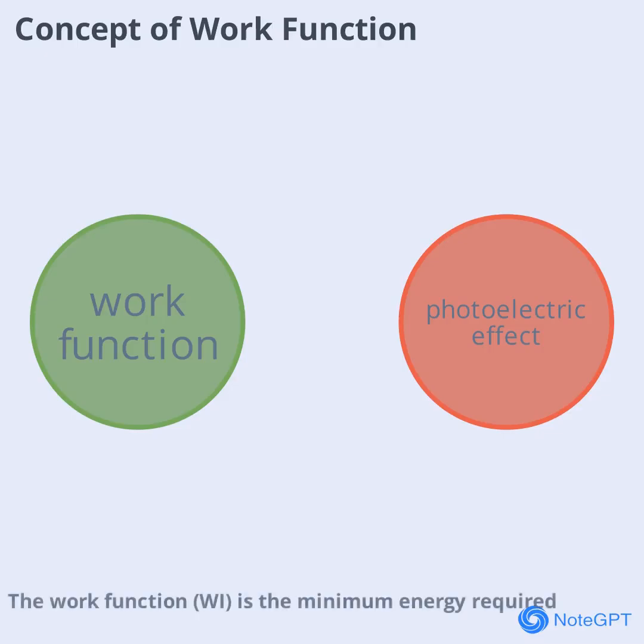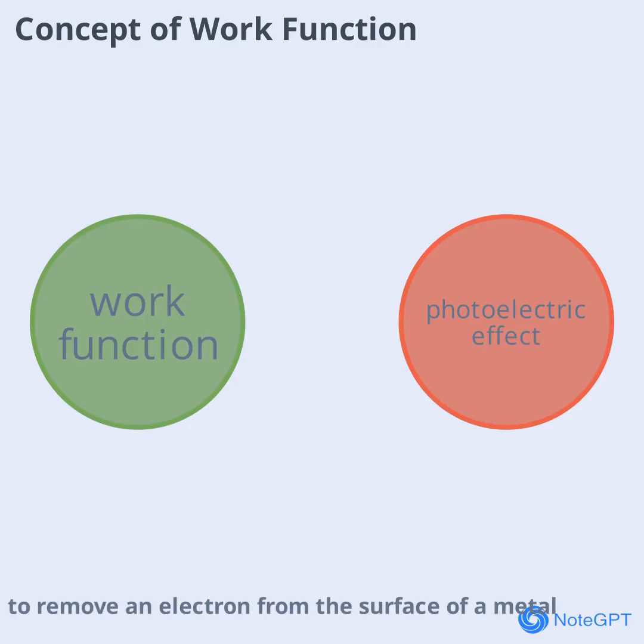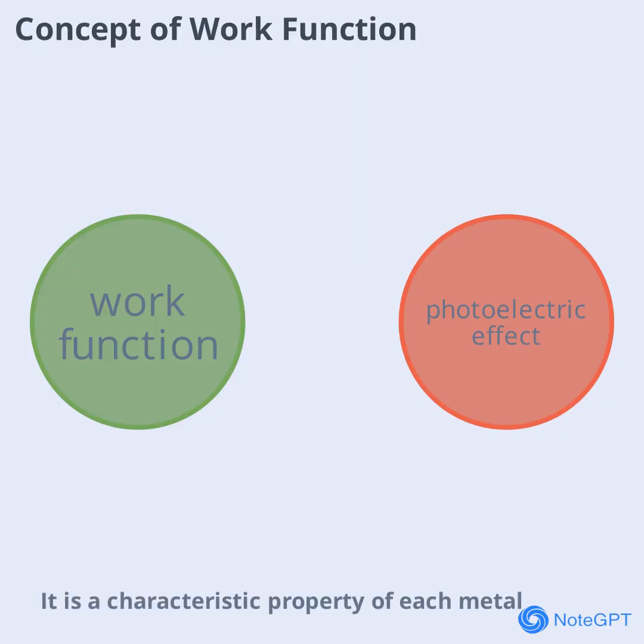The work function, φ, is the minimum energy required to remove an electron from the surface of a metal. It is a characteristic property of each metal and determines the threshold frequency for the photoelectric effect. Metals with a lower work function require less energy for electron emission, making them more sensitive to light.